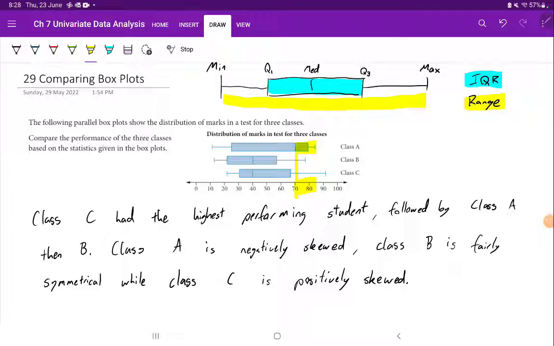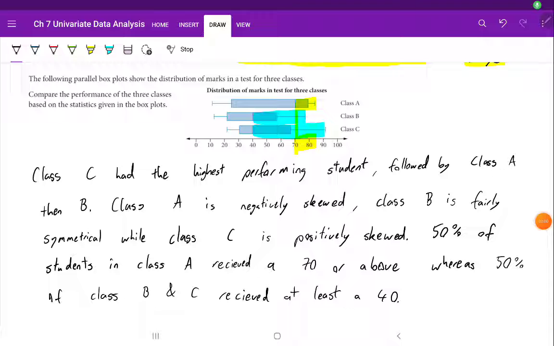You compare that to the other two classes, and you can see that for Class B and Class C, their upper 50% are getting 40 or above. So the median is really showing how much stronger Class A is and how much more consistent they are as a class. Alrighty, so there's quite a bit of analysis we could actually do.